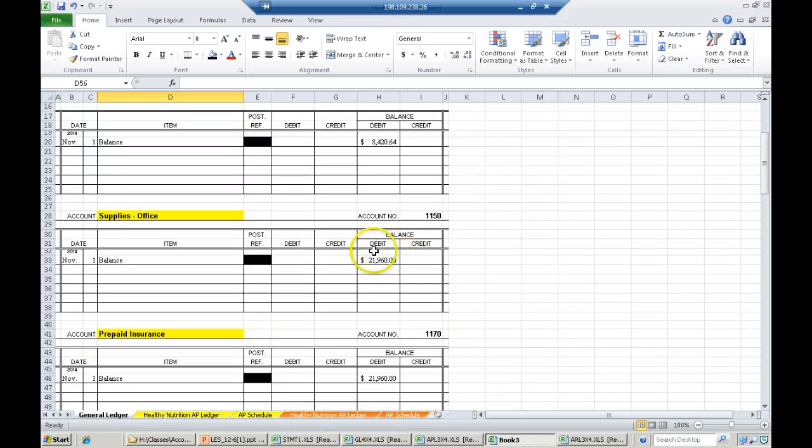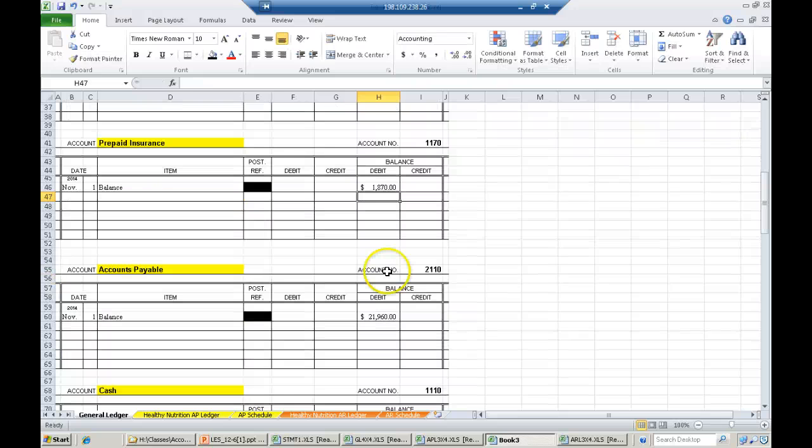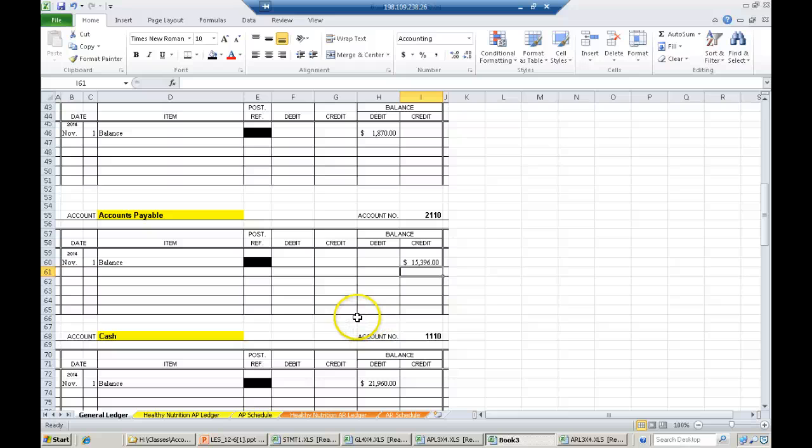Let's go back up to our supplies office. It carries a balance of $44.16. Our prepaid insurance carries a balance of $18.70. This is from the previous month. We can delete this because we know accounts payable is a liability. It carries a normal credit balance of $15,396. Again, this is coming off page 305, but everything is done for us.